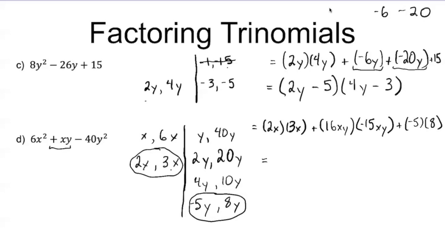So I open my parentheses. I know I have 2x. And since the 2 is being multiplied times the 8, in here is where I put my minus 5y. Then I have my 3x, and then my positive 8y.